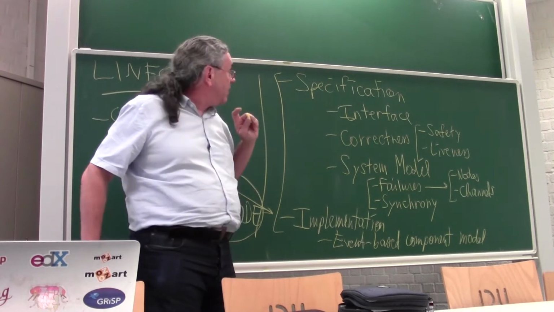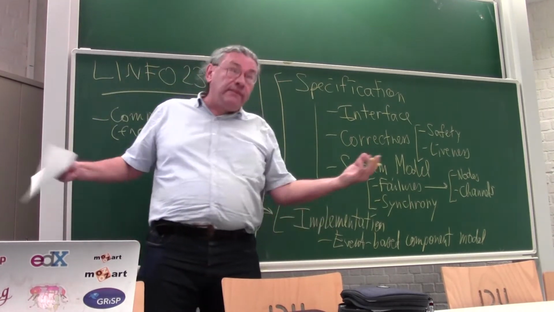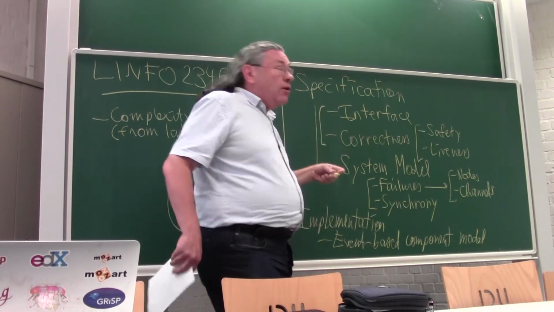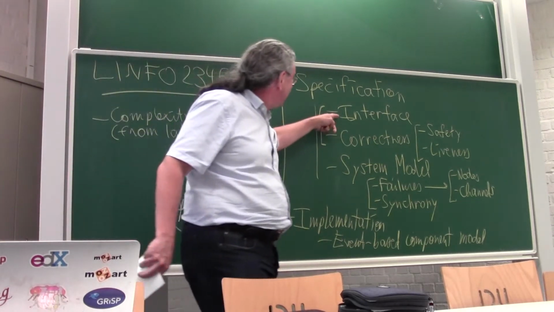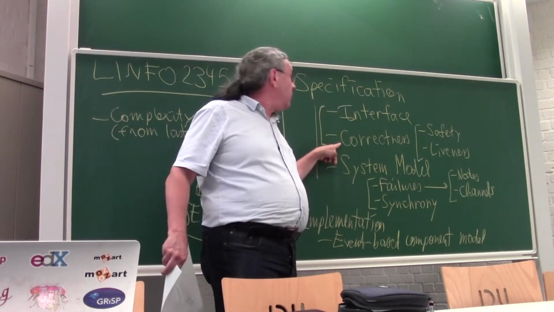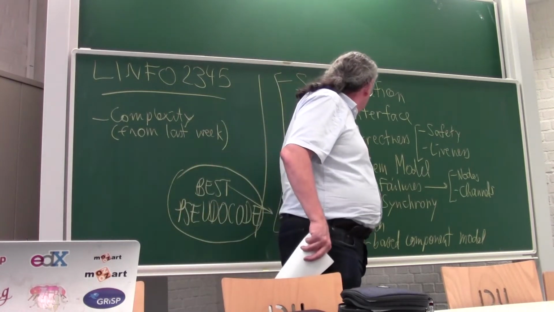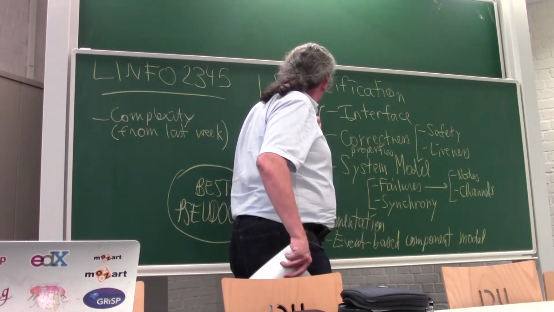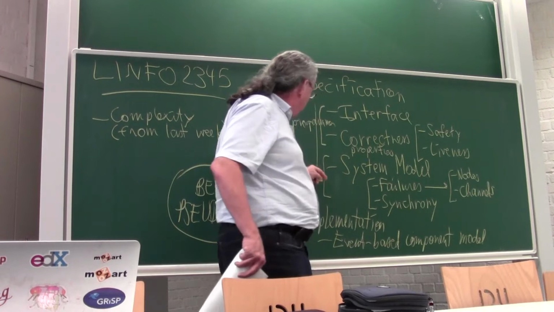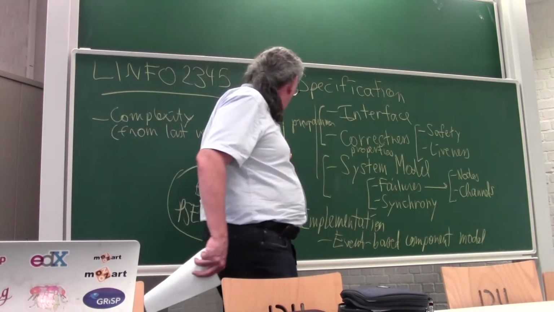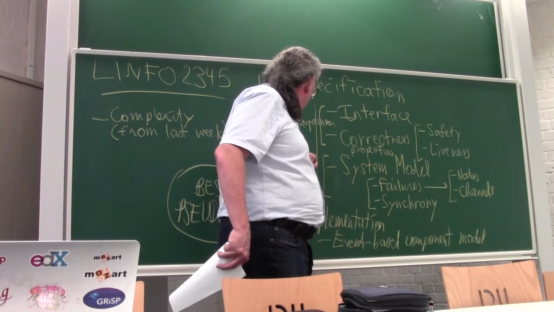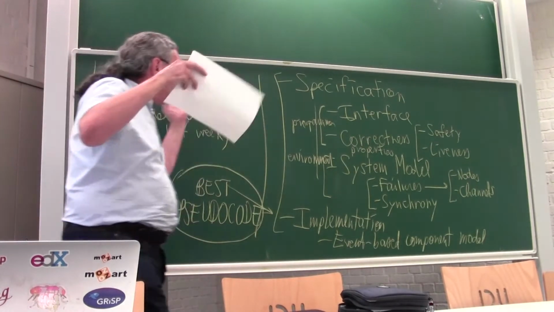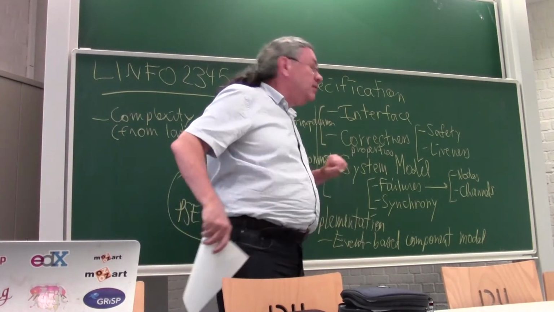The other part is the specification, because you want to know what you are implementing. And that's two parts. One is what the programmer defines, which is the interface and the properties, the correctness properties. So this is the programmer who defines it. But on top of that, you have the environment, what you're forced to use. Maybe you are forced to run it on the internet or on a cluster or on something. And that's the system model.